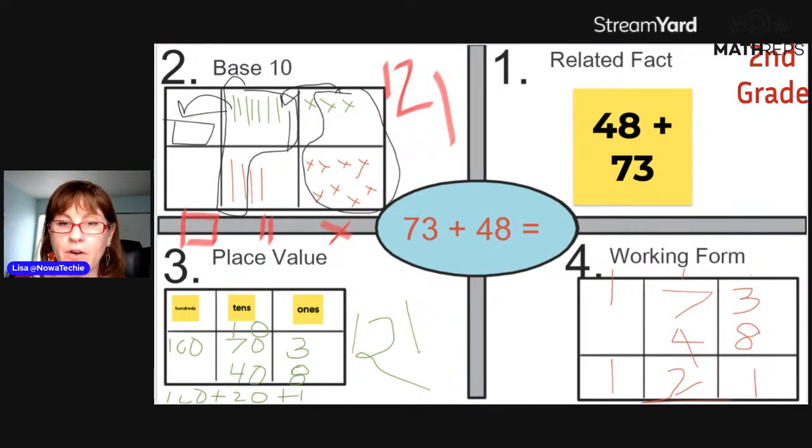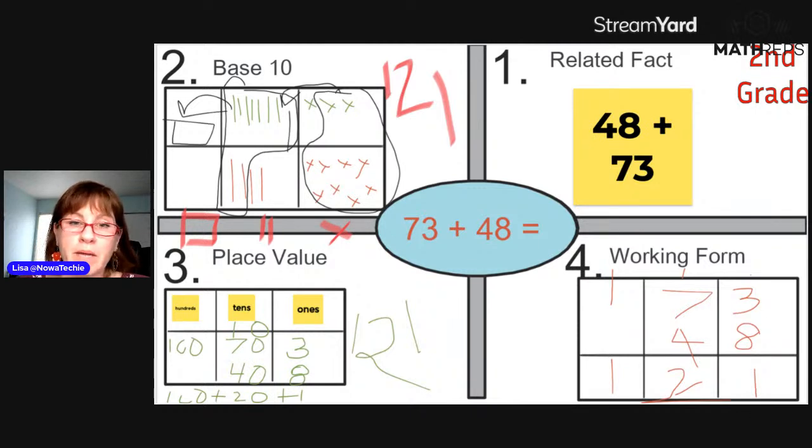Here's a great second grade example. This is a more recent example from a second grade class. The teacher wanted a related fact, so we made sure that we put that in there. So this was based on the teacher's needs and what she was looking for.